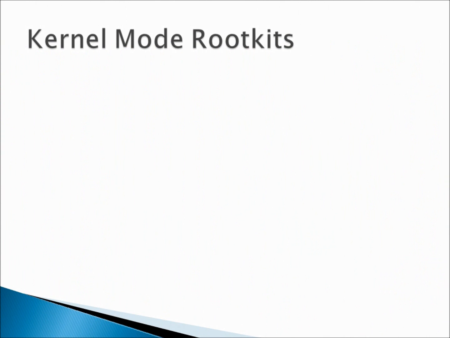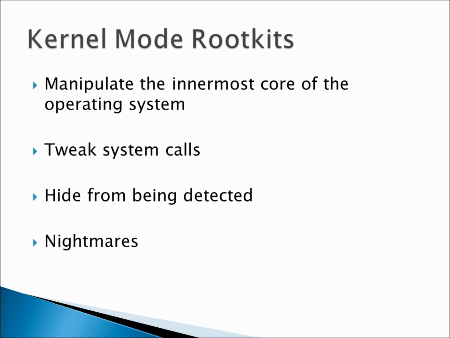Kernel mode rootkits. Having looked into user mode rootkits and their detection techniques, now let us get started with kernel mode rootkits. Kernel mode rootkits directly jump into the kernel and manipulate the innermost core of the operating system. They tweak the system calls in their favor and intelligently hide themselves from being detected. Kernel mode rootkits are much tougher and stronger than user mode ones. Detecting them becomes impossible sometimes. They are nightmares for administrators.